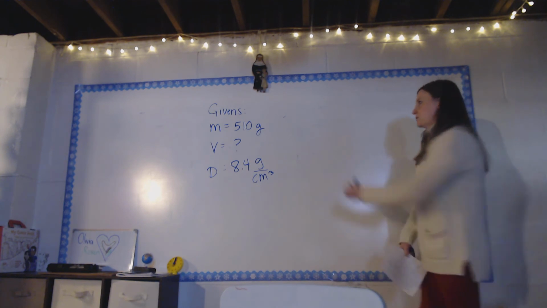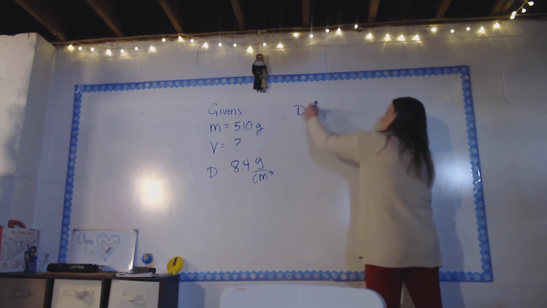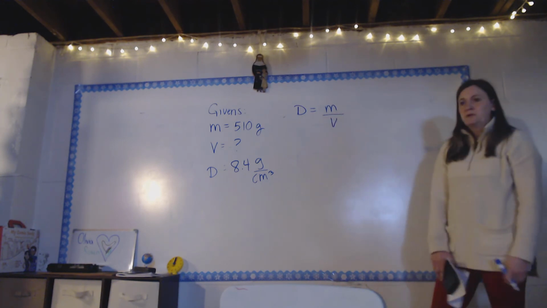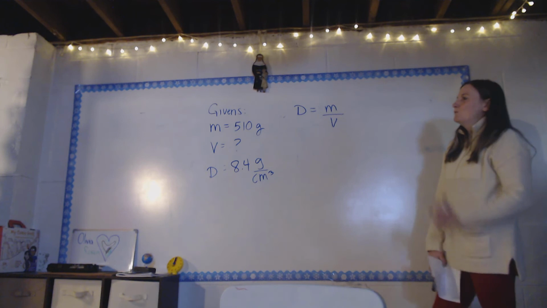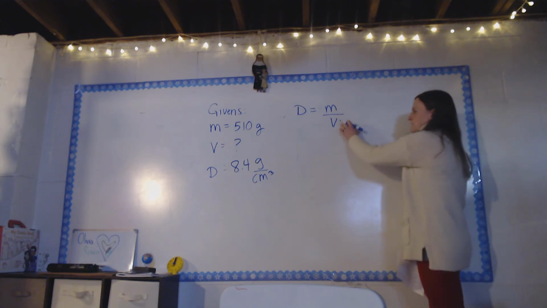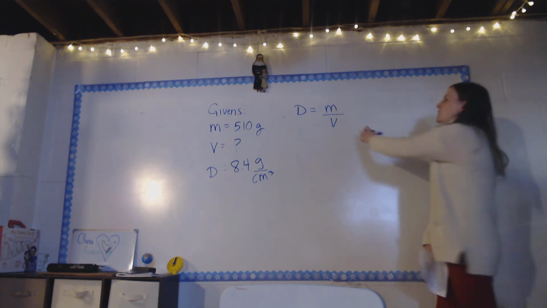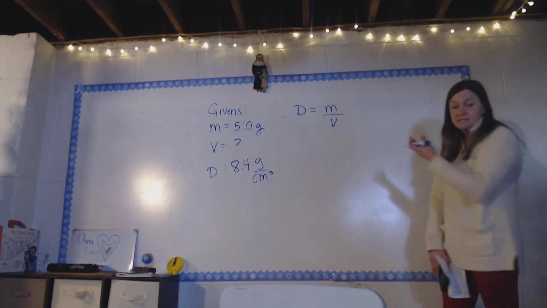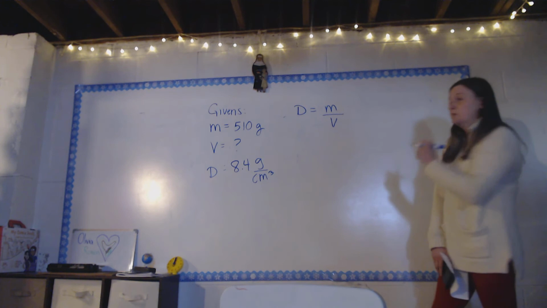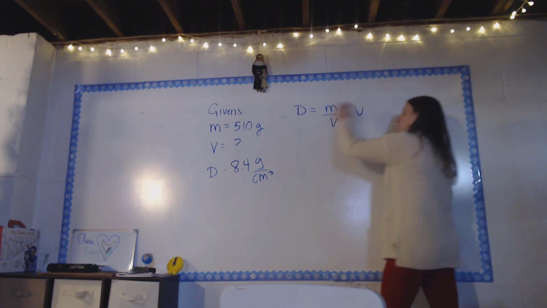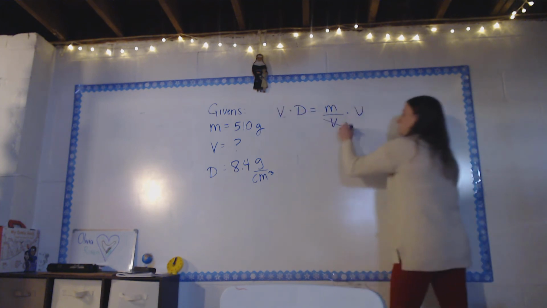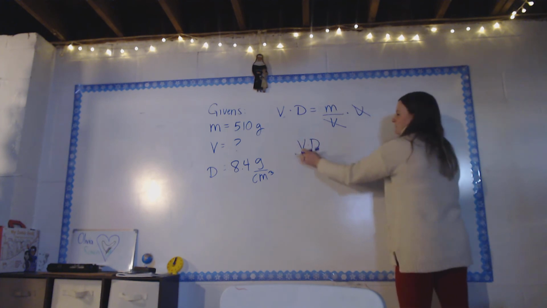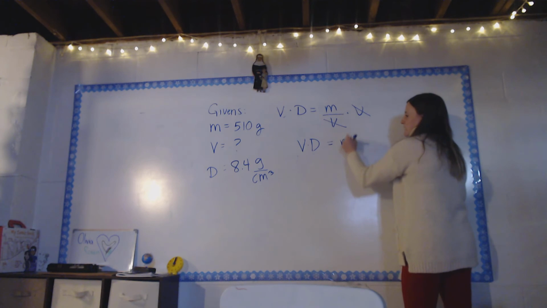We again start with the equation. Density is equal to mass divided by volume. This time we want to solve for V. So we want to get V by itself. Now, when it's down at the bottom in the denominator, you want to move it up first. So just as I did last time, I'm going to multiply both sides by V. Okay, so I end up with volume times density is equal to mass.